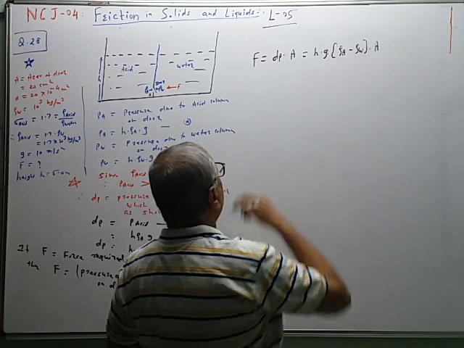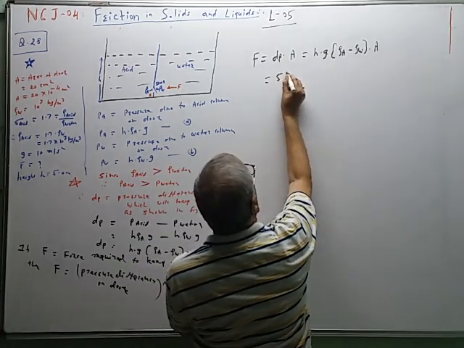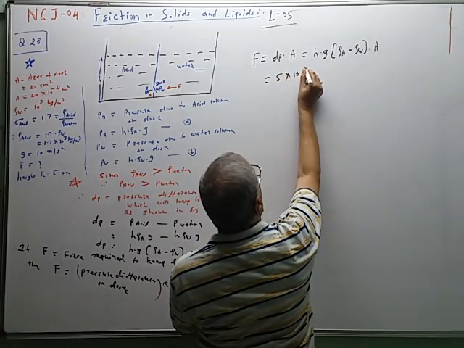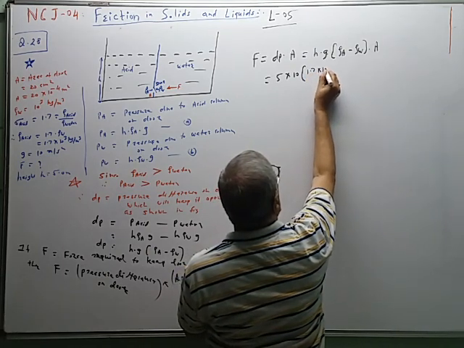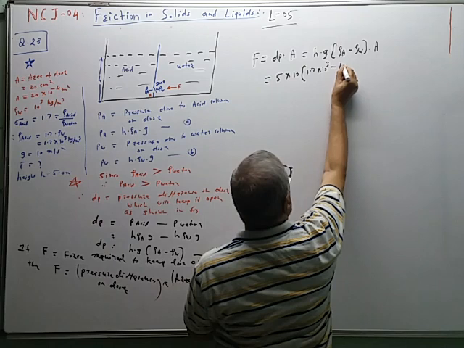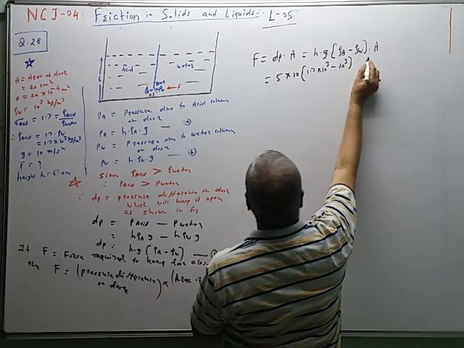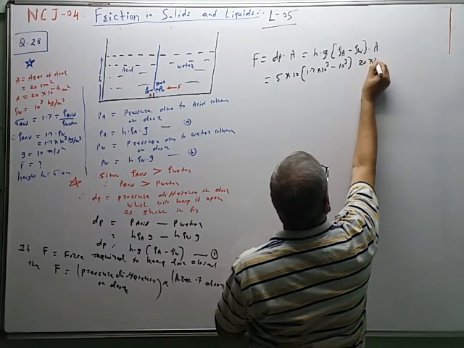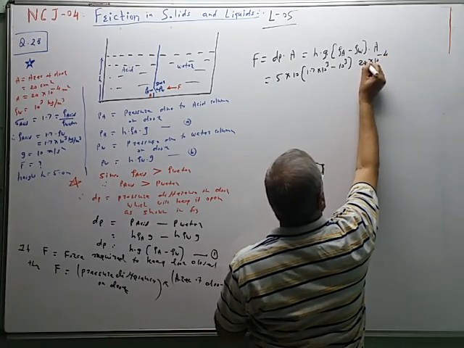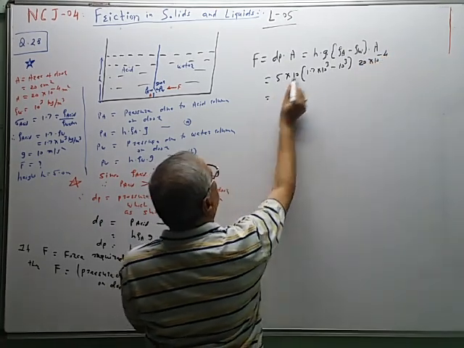So substitute. H is equal to 5 meter. G is equal to 10. Density difference is 1.7 into 10 raised to 3 minus 10 raised to 3, and area is equal to 20 into 10 raised to minus 4 meter square. So calculations are like this.